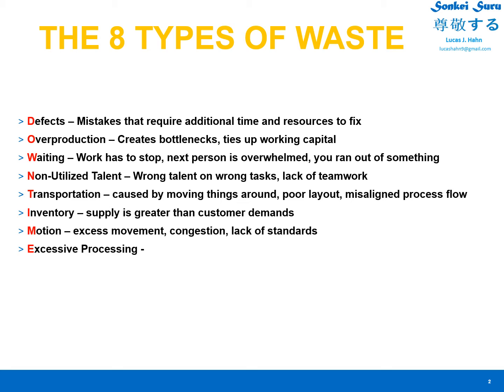Next one is non-utilized talent. So this is the wrong talent on the wrong tasks. Perhaps somebody more efficient at the task is doing something else and could be more helpful in a different role. Transportation. This is caused by moving things around, poor layout. If you don't align your processes, you can see some transportation waste. Inventory. So your supply is greater than what your customer is needing.